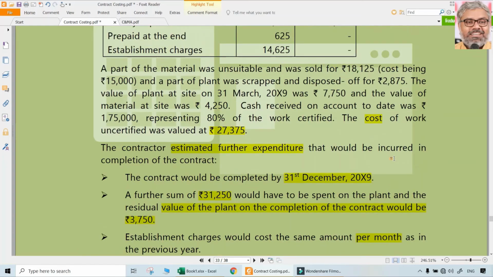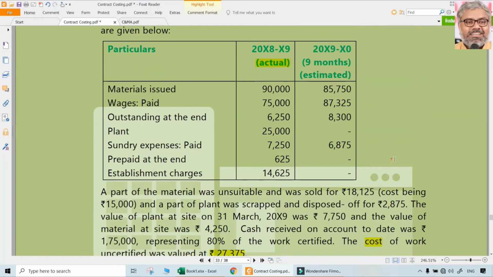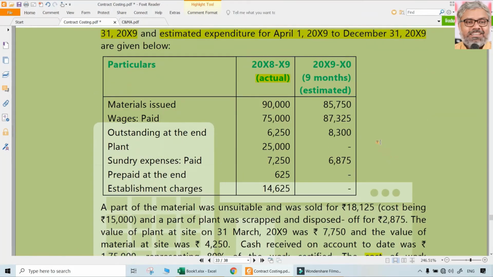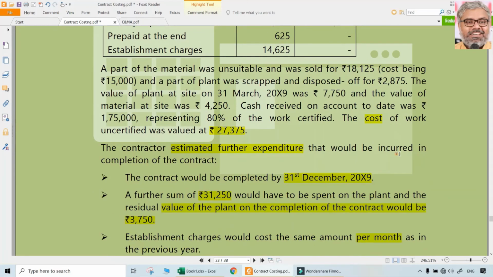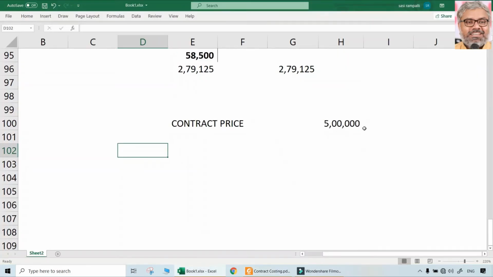We can prepare a kind of memorandum contract account also for the entire contract, that is also okay. Or alternatively, we can just prepare a statement also, that is also okay. Either way, it is all fine. So contract price is different. Let us take the materials cost and other things one by one. Materials.